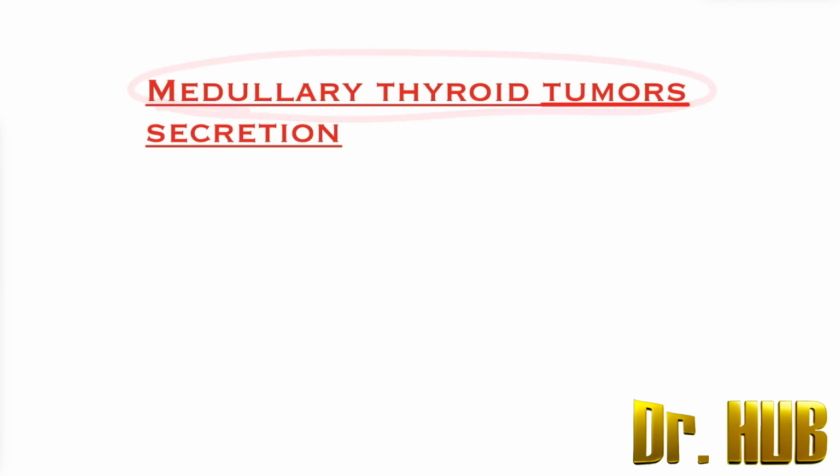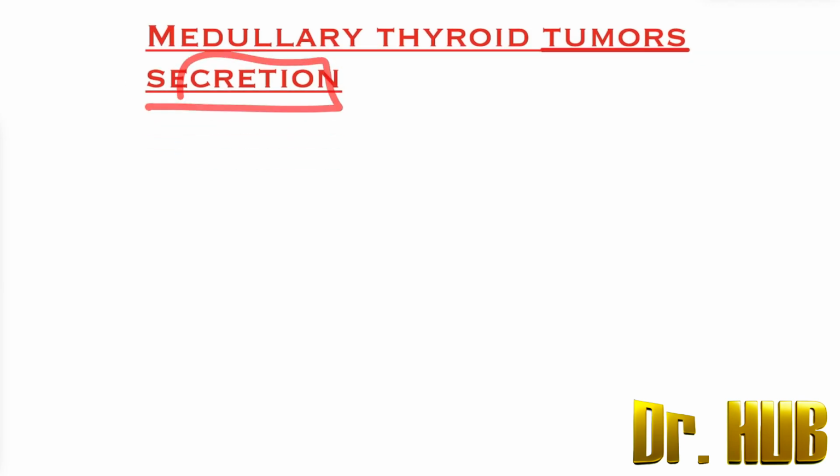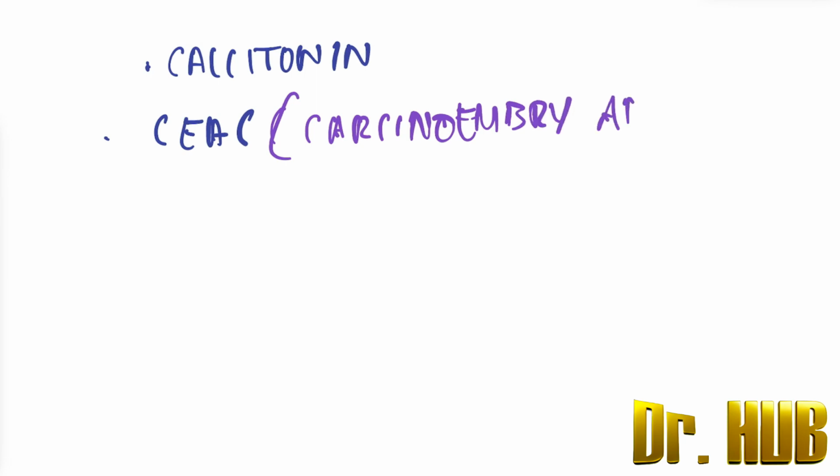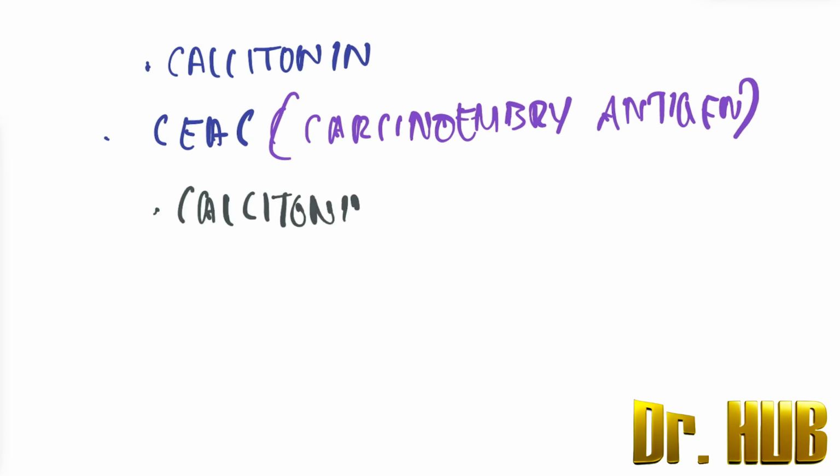Medullary thyroid tumors, and you're looking at its secretion. So, medullary thyroid tumors secrete the following. That includes calcitonin. There's calcitonin, there is CEA. CEA stands for the carcinoembryonic antigen. And there is also the calcitonin gene-related peptide.